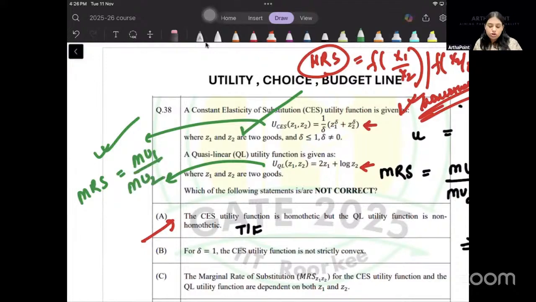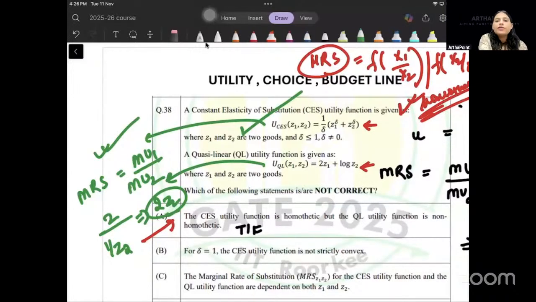So if I differentiate with respect to z1, I get 2. With respect to z2, I get 1 by z2. So I get 2z2. And you notice that it is not a function of the ratio. Only z2 is coming. This is not homothetic. So we can say that the first statement is true.